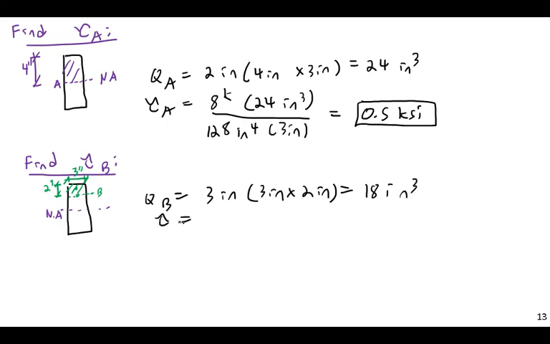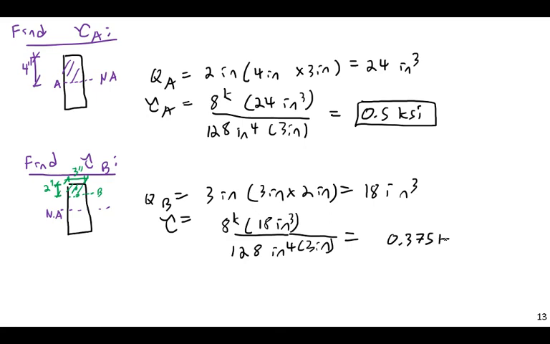And tau, I cannot write. Tau B today is just 8 kips times 18 inches to the third over 128 inches to the fourth times 3 inches equals then 0.375 KSI, and that is our tau B. Okay. And then finally, let us find tau C, and I will plot this after this.